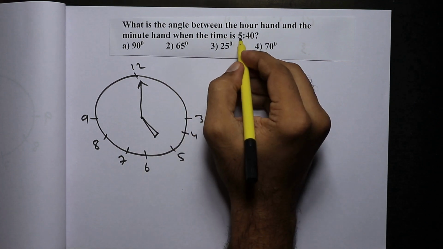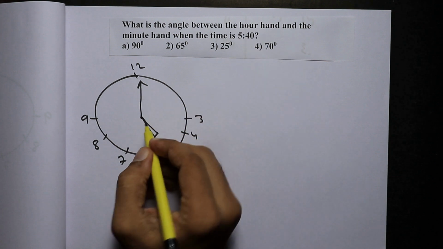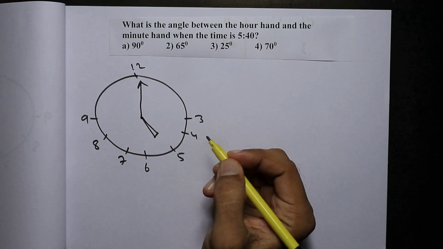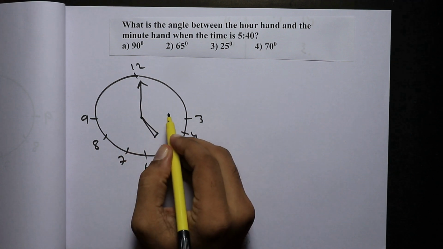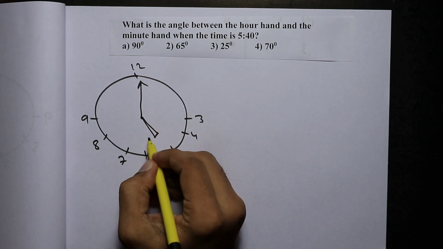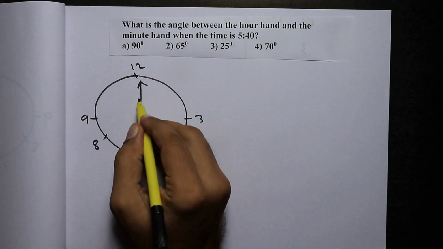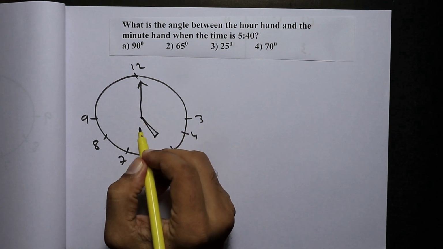And from 5 to 5:40, know that both hour hand and minute hand are in motion. Never assume that the hour hand or minute hand is stationary. They are both continuously moving. Hour hand will move half a degree every minute and minute hand will move 6 degrees every minute.